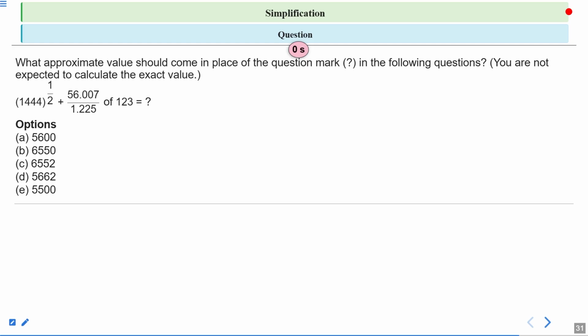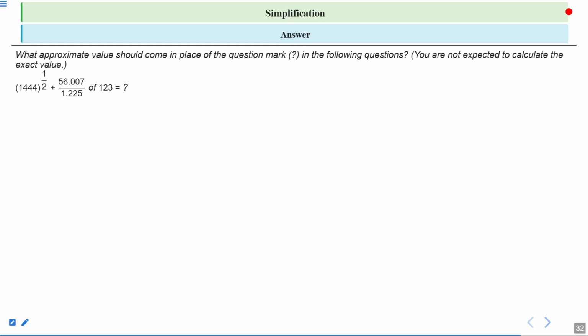Now time's up. Let's see the solution of this question. This is an approximation based question of simplification. We can write 1444 in square root, or to the power 1 by 2, both are the same thing. And we can take 56.007 as 56. Then we can calculate it. The correct answer of this question is D, which is 5662. Now see the detailed solution of this question using concept 3.3.